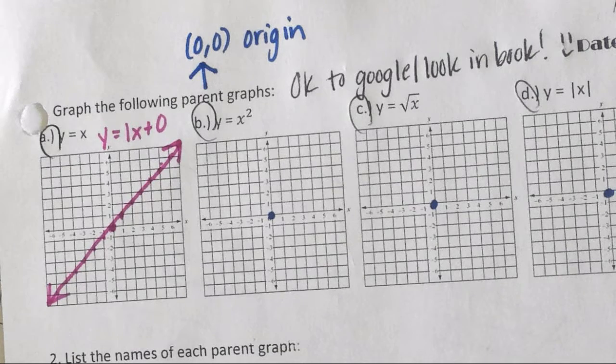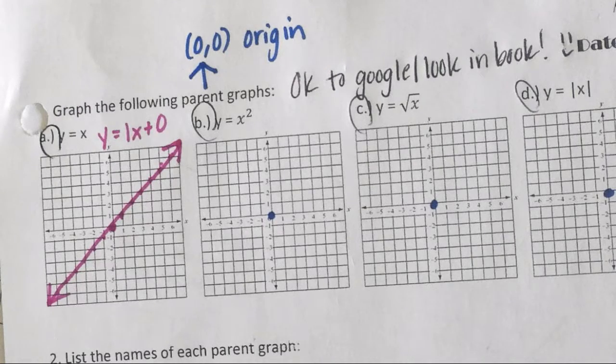Okay, B is y equals x squared. That graph is called a parabola. Does anyone know what letter of the alphabet that should look like? A U, and table 2 gets another point. It should look like the letter U. It's called a parabola. It is a quadratic function.